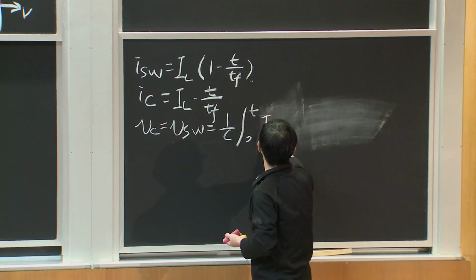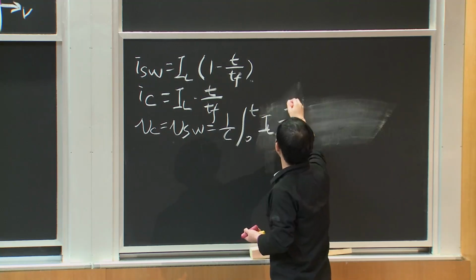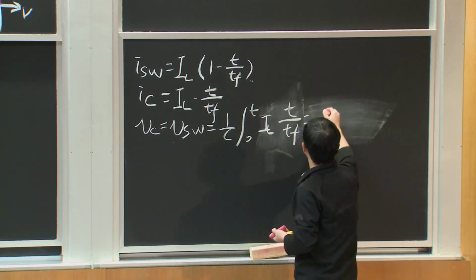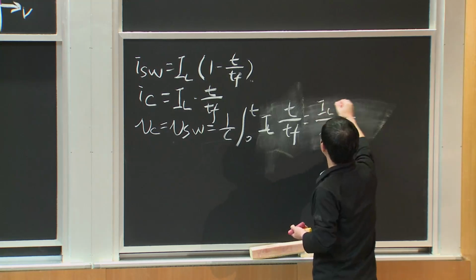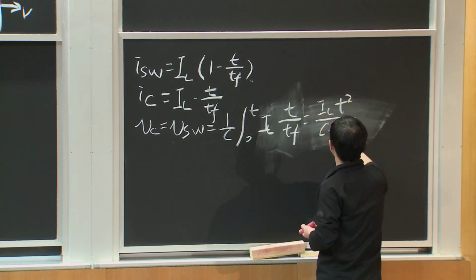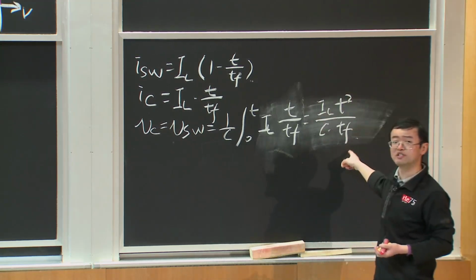Oh, sorry, my bad. This is correct. So that will be IL T squared over C times the TF. So that will be the switch voltage expression.